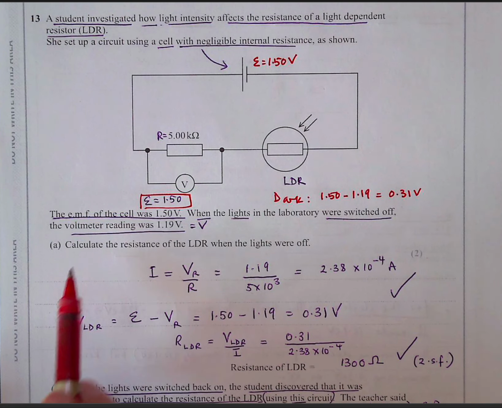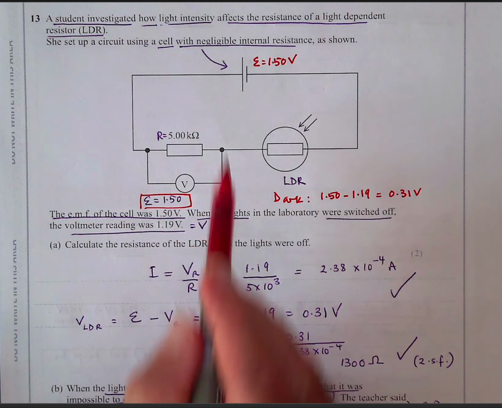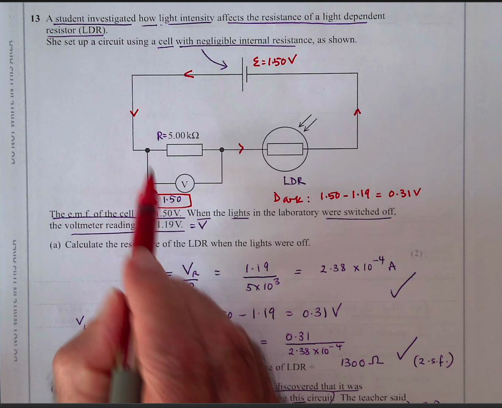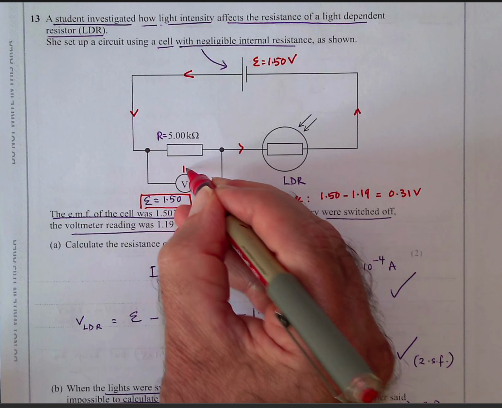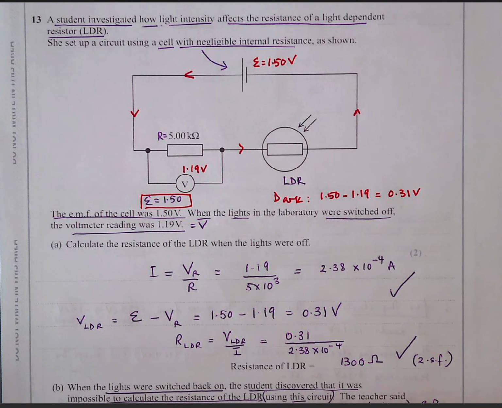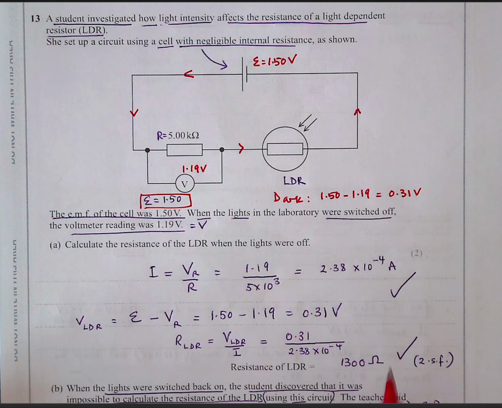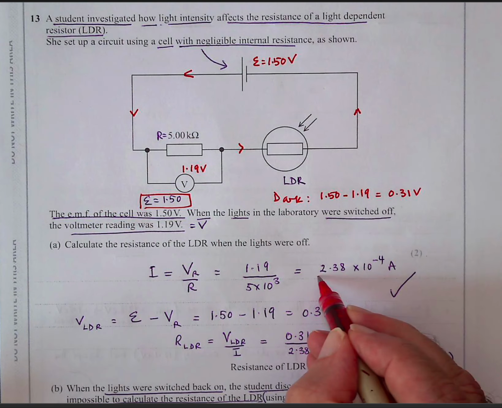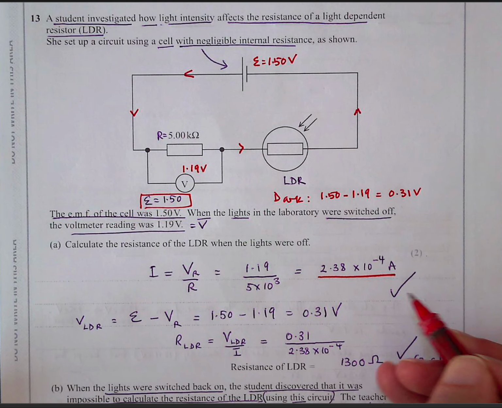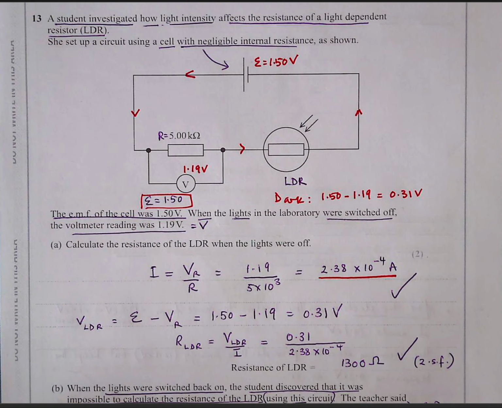Okay, calculate the resistance of the LDR. So we first need to work out the current in this circuit, and you know for current in a series circuit the current's the same everywhere. So we know that this is 1.19 volts here. We know the resistance is 5,000 ohms, so we can work out the current just using this resistance and this voltage. That gives you the current of 2.38 times 10 to the minus 4 amps. Okay.